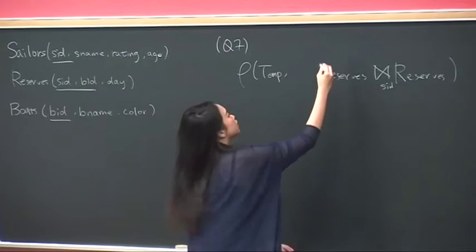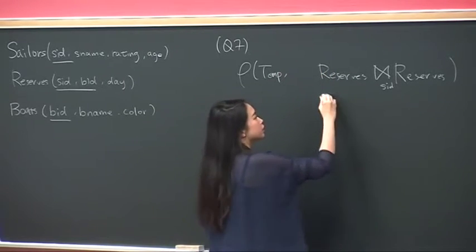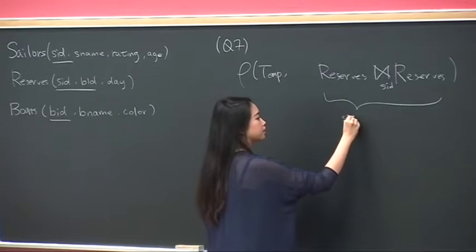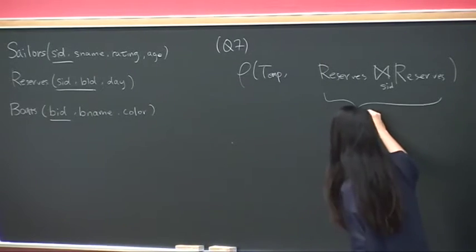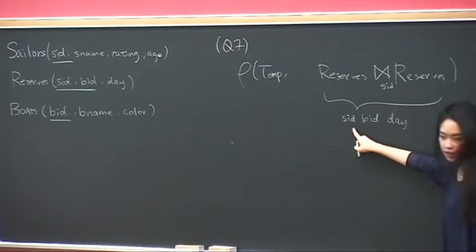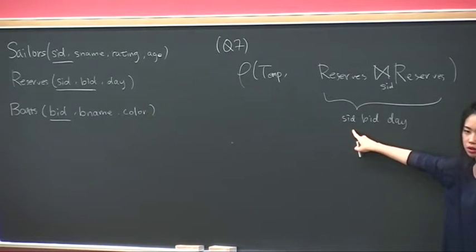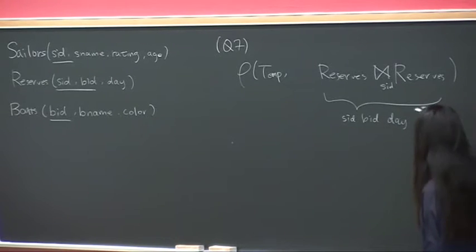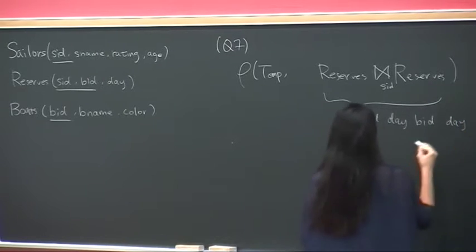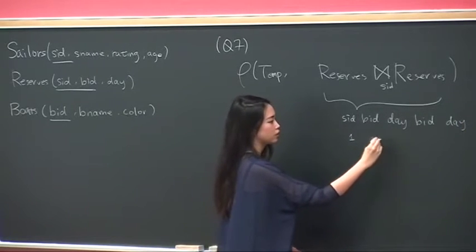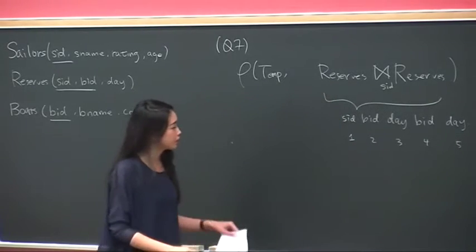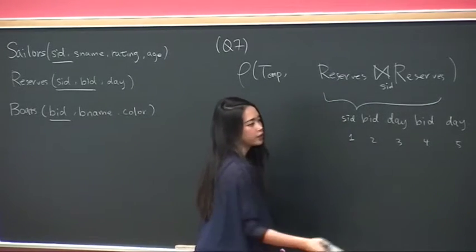So after this part, we actually get SID, BID, and we don't repeat SID. Oh, so then it'd be the fourth. The second one, then another BID, another day. So you're saying you want to rename the second to be BID 1 and the fourth to be BID 2, right?